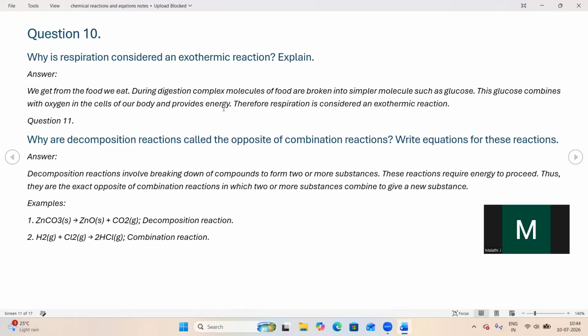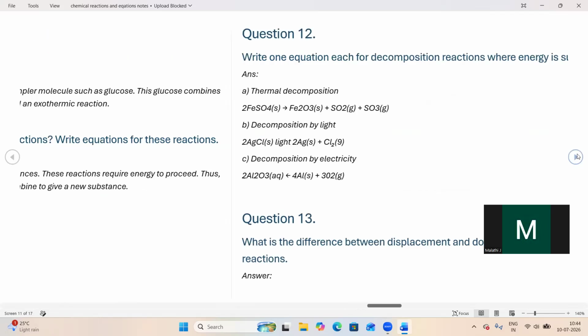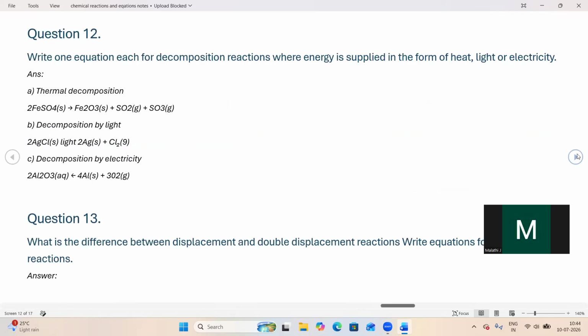Same, the products we are getting, you take them to the reactant side and combine two or more reactants, you will get a single product. Both are opposite to each other. Then write one equation for each decomposition reaction where energy is supplied in the form of heat, light and electricity. We already know that decomposition is simply a breakdown, and we should use either heat, light or electricity. We studied all three types of decomposition reaction.